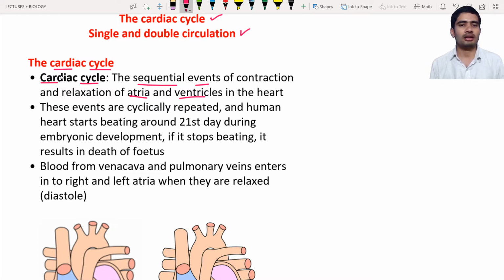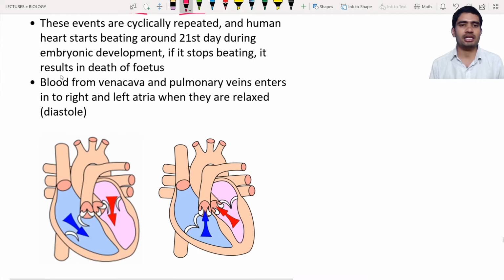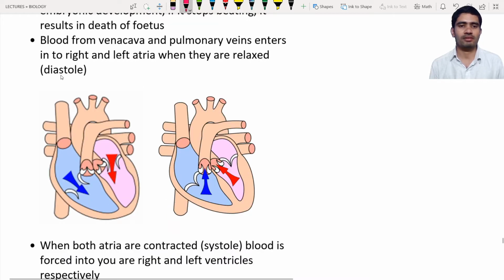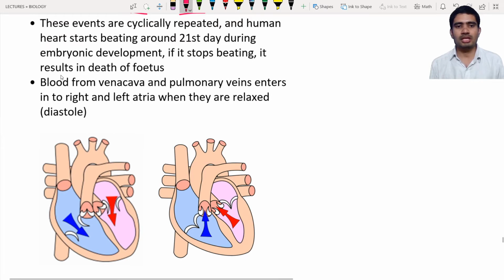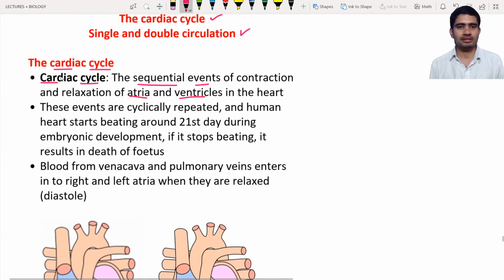In the heart there are chambers: the right atrium, right ventricle, left atrium, and also the left ventricle. These are all the chambers present in the heart, and they are going to contract and relax. These events occur in the cycle.